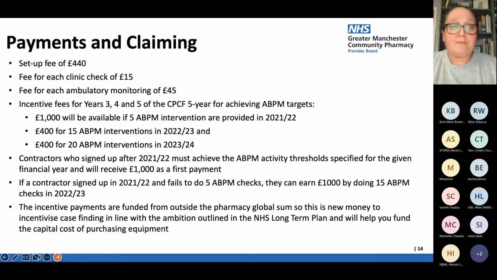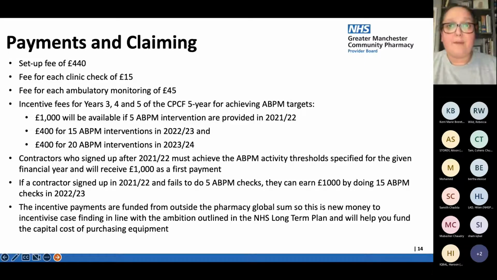If you missed registering last year though, or you didn't complete your 5 ABPMs, you can still receive that £1,000 incentive payment this year if you meet this year's ABPM target of 15. And similarly, if you miss this year and only manage it next year and you meet that target of 20 ABPMs, then again, you can get that £1,000 incentive payment. So there are still opportunities to get that.